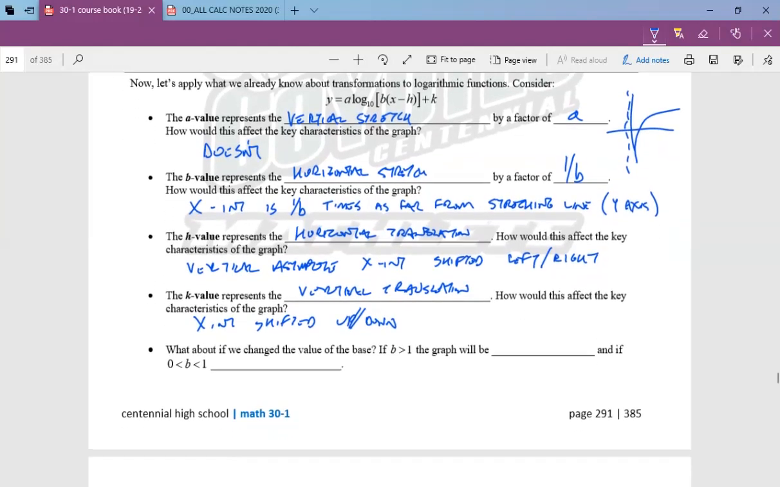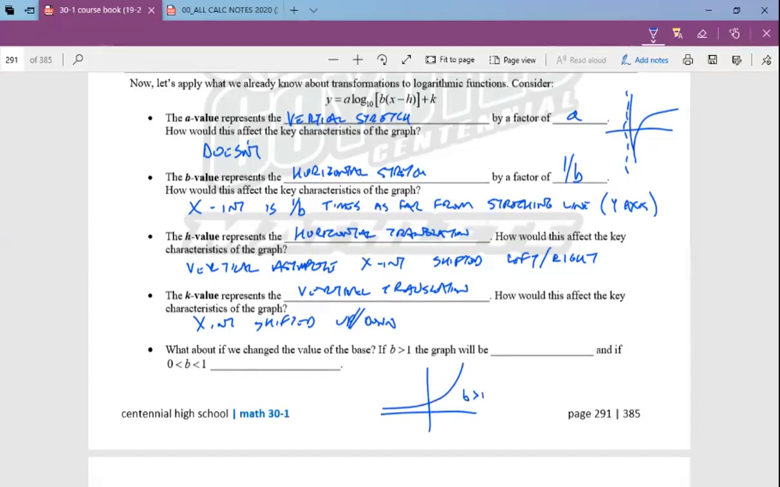All right, the last part about this, technically it's not a transformation. If we change the base we are using, remember that when we did this with exponentials, a growth function was when we had a b value greater than 1, and a decay function ends up if we had a b value between 0 and 1. So the same thing is going to happen with a logarithm. And in fact, if we take each of those and take the inverse of them, we reflect them in the line y equals x, you swap all your coordinates.